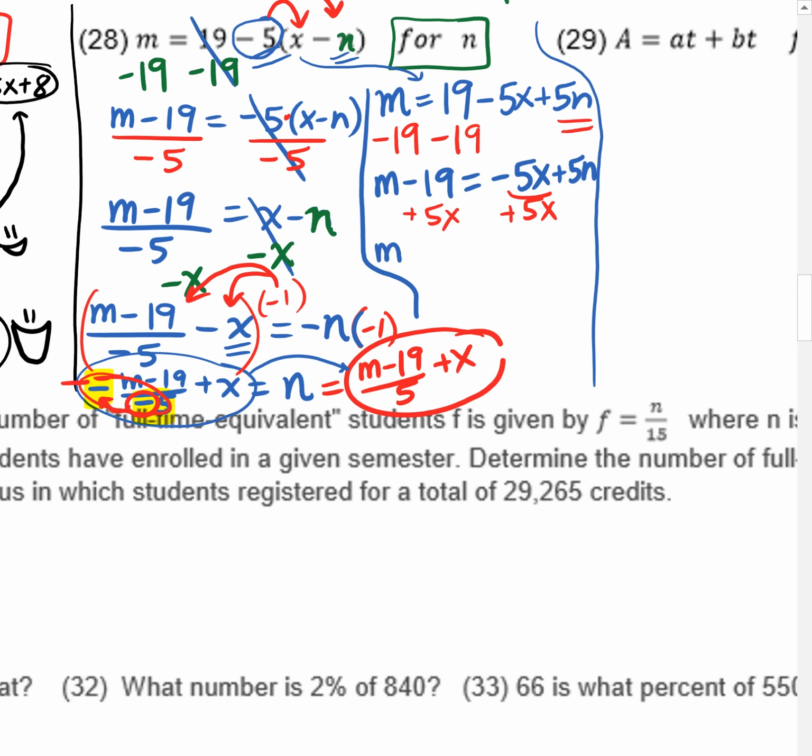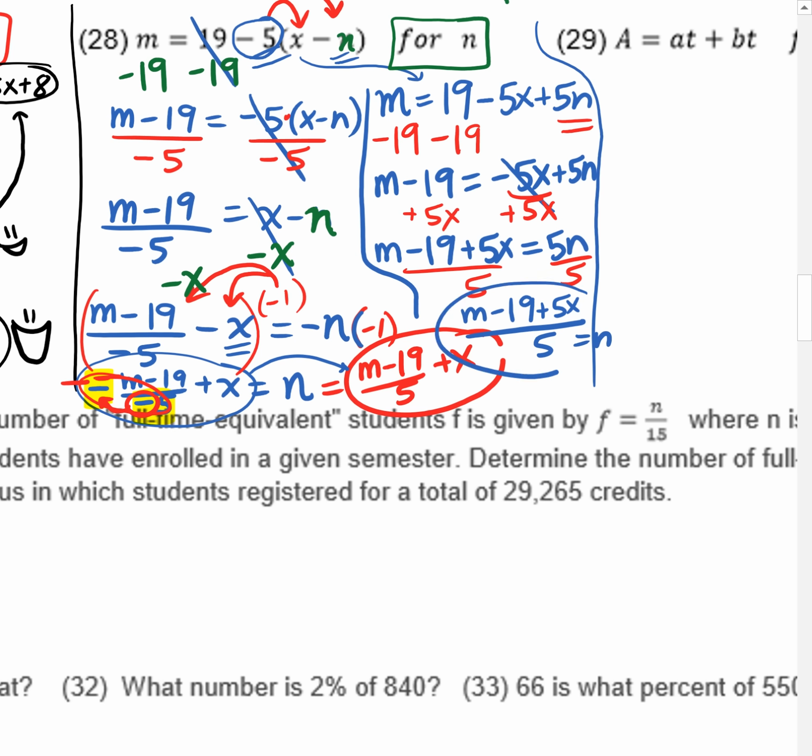And that way I have three terms now on the left. m minus 19 plus 5x. Now that's equal to what was on the right side, 5n. Now the last step would be divide by 5. And that would be it. So your answer looks a lot simpler when you do it this way, huh? It's m minus 19 plus 5x all over 5. That's equal to n. There we go.